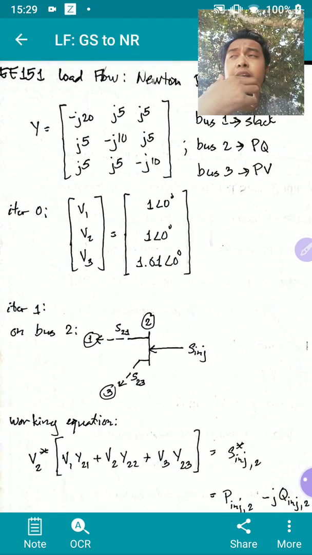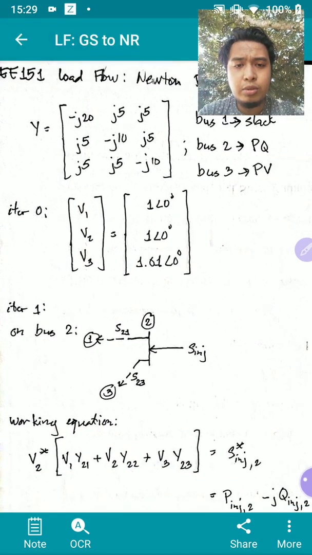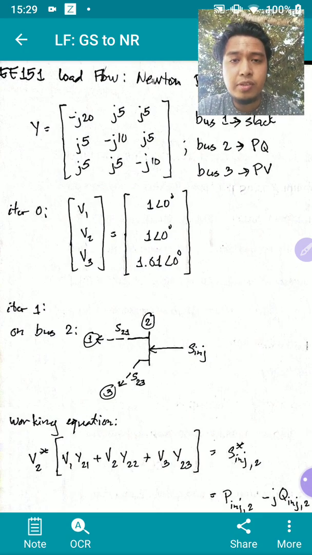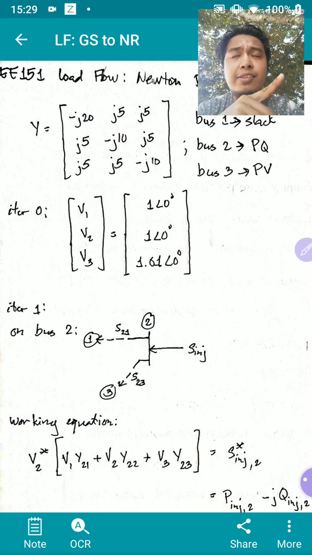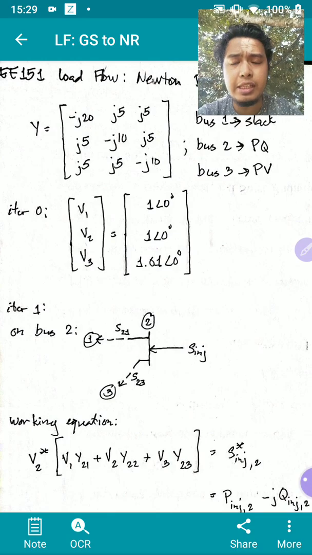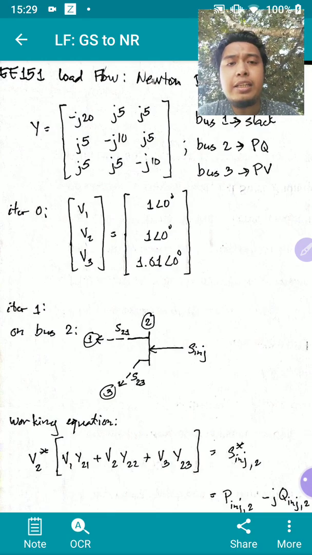On my last video, I talked about how to solve for the bus voltages using Gauss Seidel. From that last video, I think we were able to converge at 10 raised to negative 6 tolerance after 8 iterations, and then I have given you the value of the voltages by then.